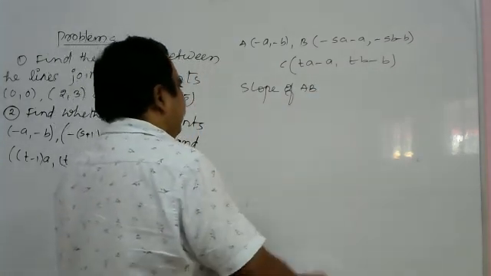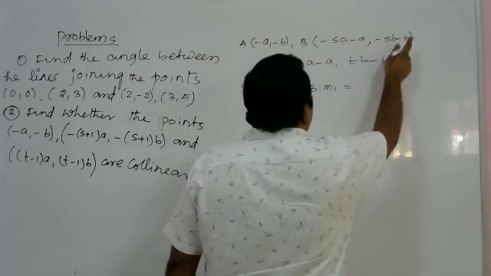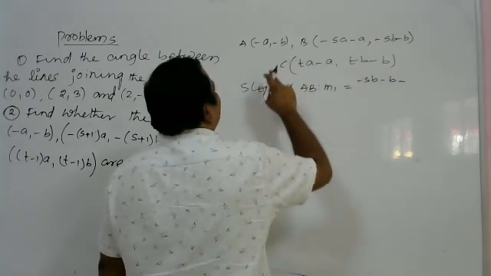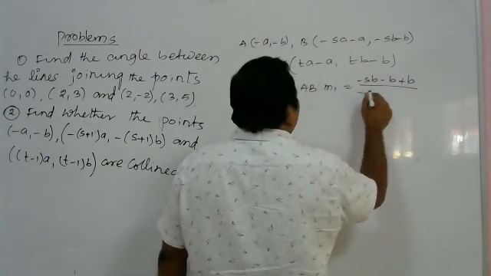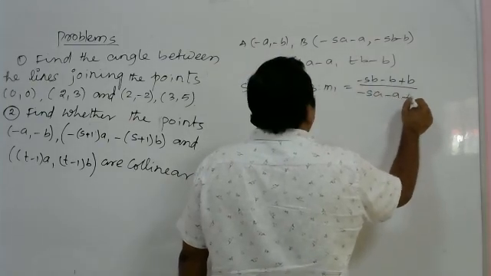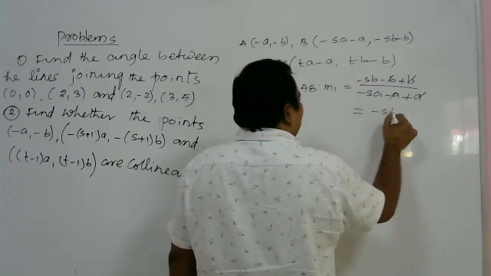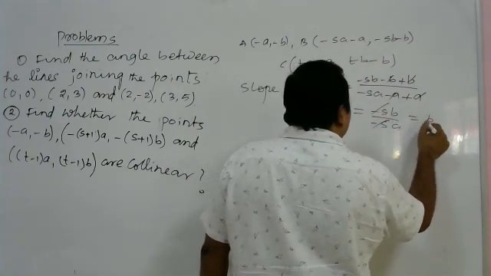Slope of AB is what, M1? Minus sb minus b minus of plus b, divided by minus sa minus a plus a. So plus a minus a, minus sb by minus sa. So the minus cancels, divided.